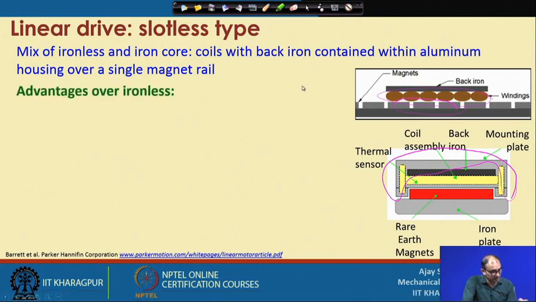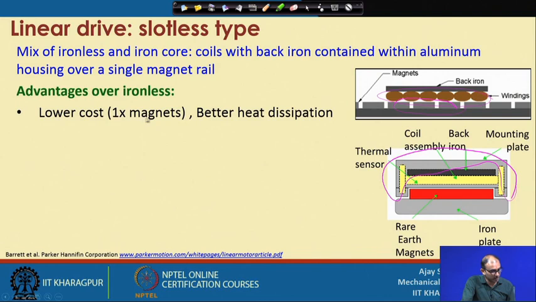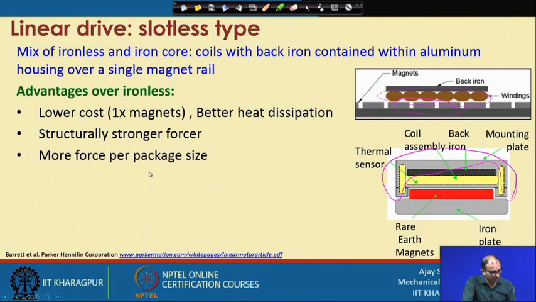So, what are the advantages over the ironless? It is a lower cost because we are using a single magnet here, and in the earlier case there were two magnets. It has better heat dissipation compared to the first one only, not the second one. It is structurally stronger, and more force is available here, because in the first case that was not so. More force per package size, because the size is compact, but still you get the advantages of the first one. So, that is the better way.